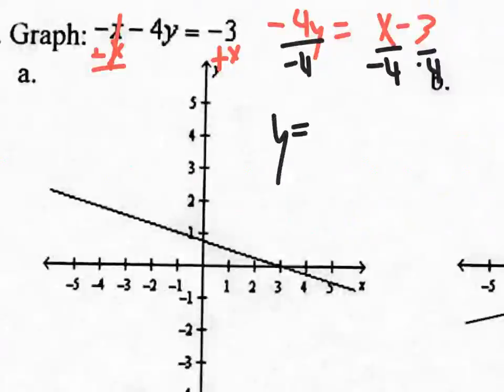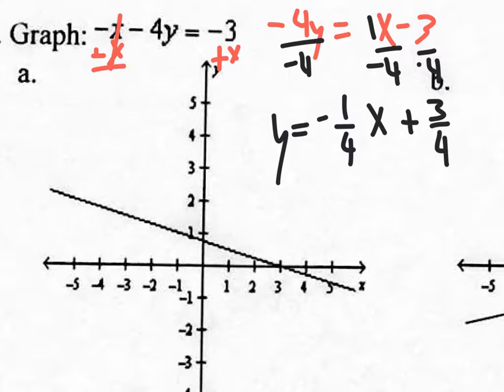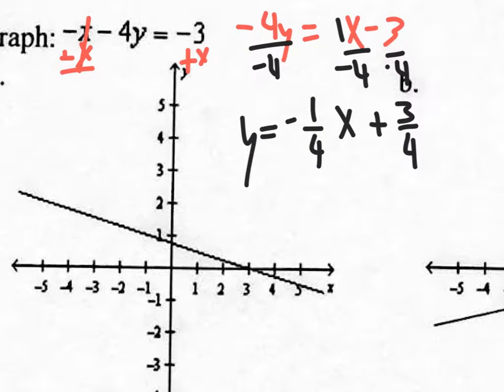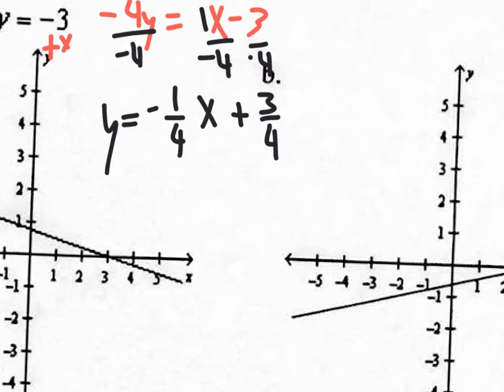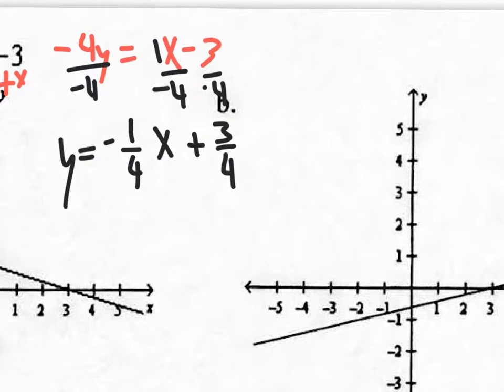So I will have y equals negative 1/4 x, because there's an invisible 1 up here with the x on the side. And then negative 3 divided by negative 4, that's a positive 3/4. So let me actually ignore the answers that I have right there, and let me make my own sketch of an answer over here.